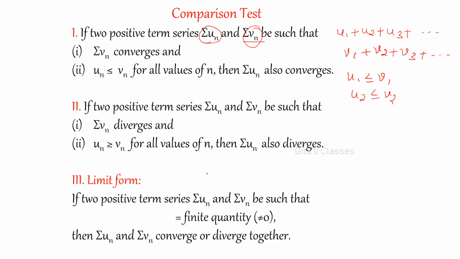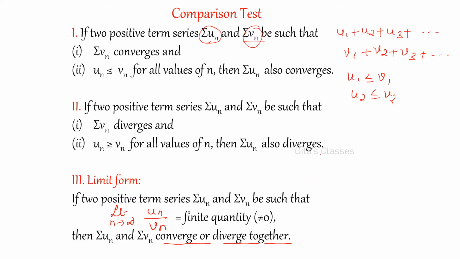If sigma un and sigma vn are two positive term series such that limit n tends to infinity un by vn, this is important, this you have to remember, is a finite quantity which is not equal to 0, a non-zero finite quantity, then sigma un and sigma vn converge or diverge together. This is a very important statement. We are going to apply this in the problems.